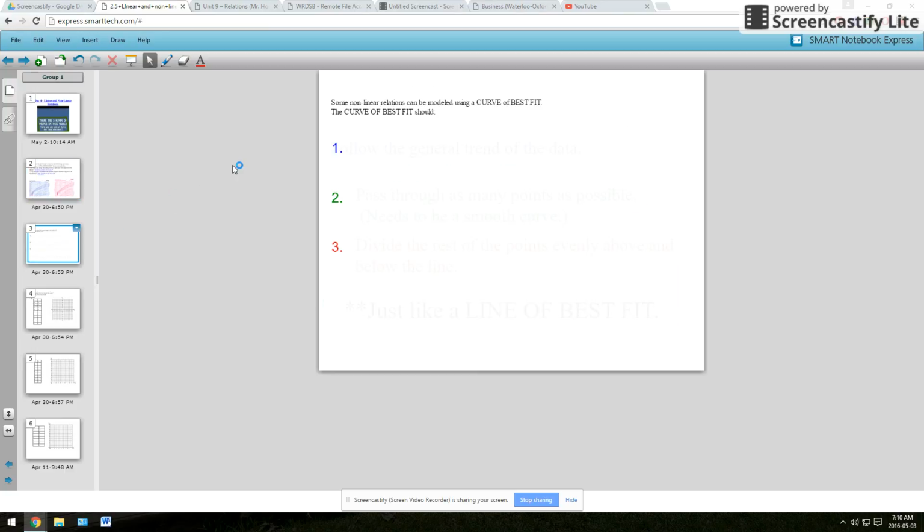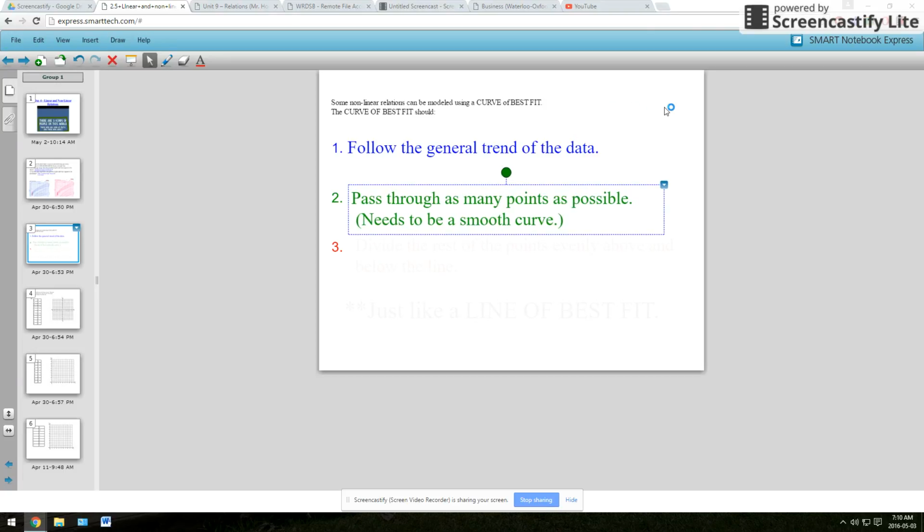So for linear relations, we can put on a line of best fit. We looked at that last class, but for ones that are nonlinear, we can do something called a curve of best fit. And the principles that we need to follow when doing a curve of best fit look pretty much the same as a line of best fit. The first one is that you need to follow the general trend of the data. So your curve should follow the points on a scatter plot, obviously. You don't want to have your curve going in the opposite direction. Second thing is that the curve should pass through as many points as possible, and it needs to be smooth. So you can't have any jagged edges on your curve or change directions really quickly. It needs to be a smooth curve.